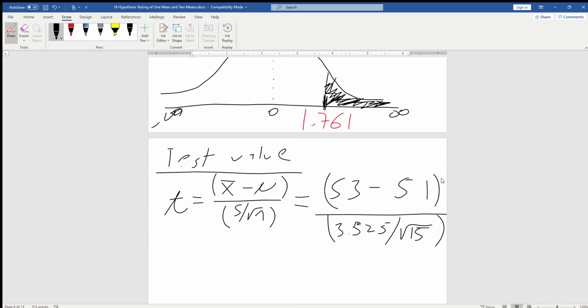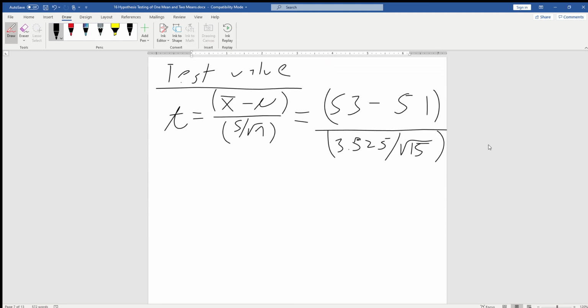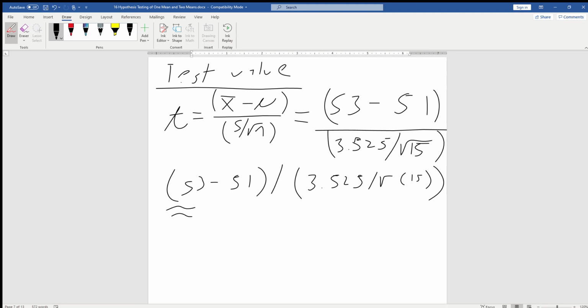Now I'm going to write out the syntax in your calculator, which is the exact same syntax as the test we did before. In your calculator, you're going to take 53 minus 51, close parenthesis, divide, open parenthesis, 3.525, divide, square root of 15, close parenthesis, close parenthesis. Now this is if you don't have the symbolic manipulator. If you do have the symbolic manipulator, it's going to be a little bit different. Now I'm going to punch that into the calculator, so just give me a moment while I do that. And I end up with 2.197.